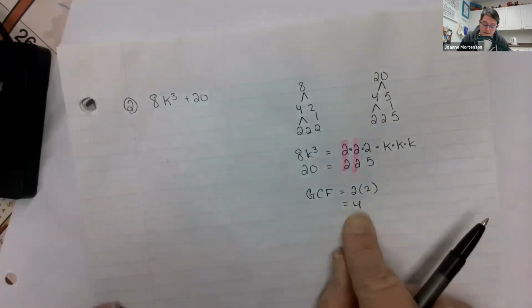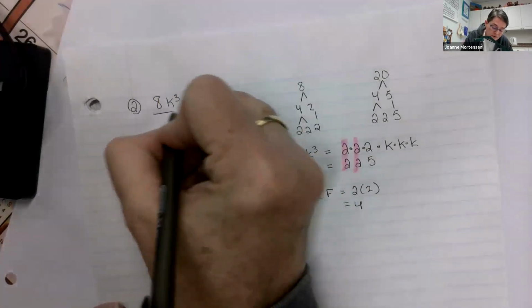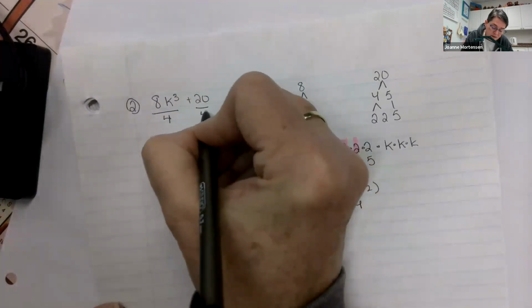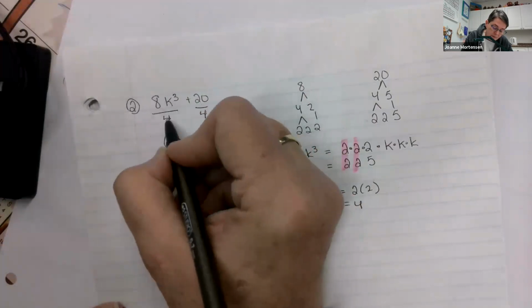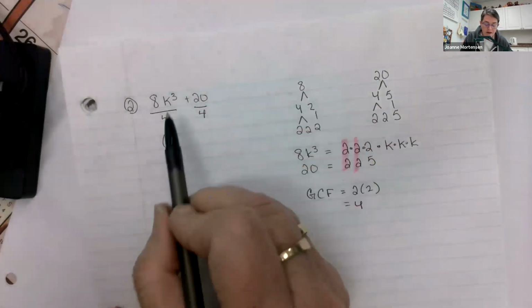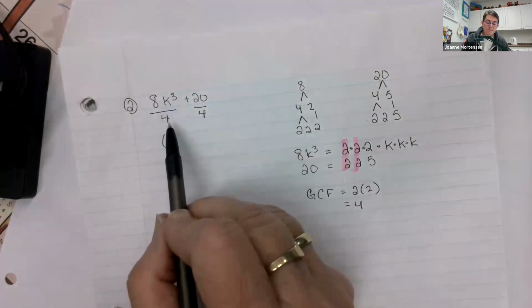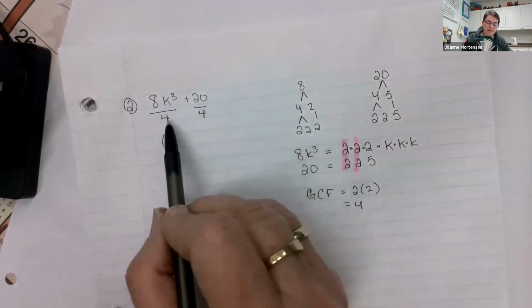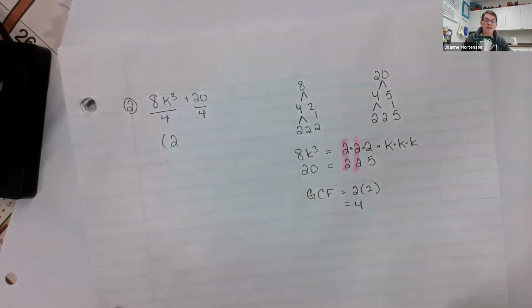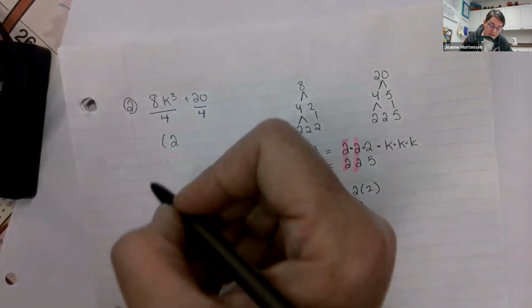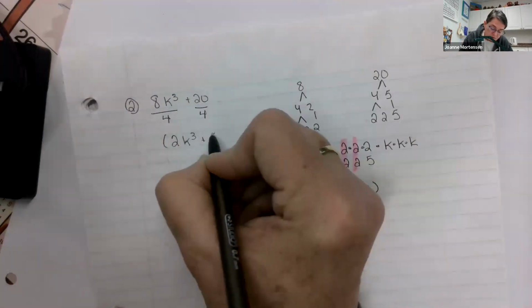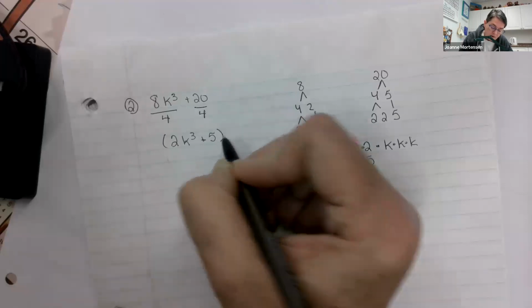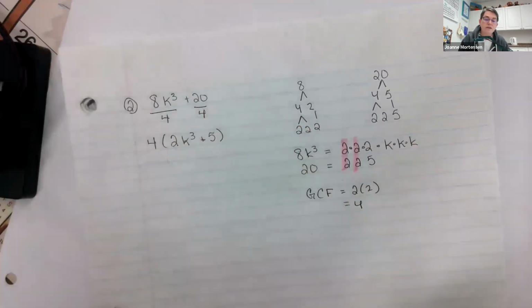So that means I'm going to divide out 4 from both of these. 8 divided by 4 is 2. And there aren't any Ks back here, so there's no Ks that are common factors. I'm just dividing by 4 and the K is just going to come along. K3. 20 divided by 4 is 5. And then the 4 goes out front. So there's my final answer.